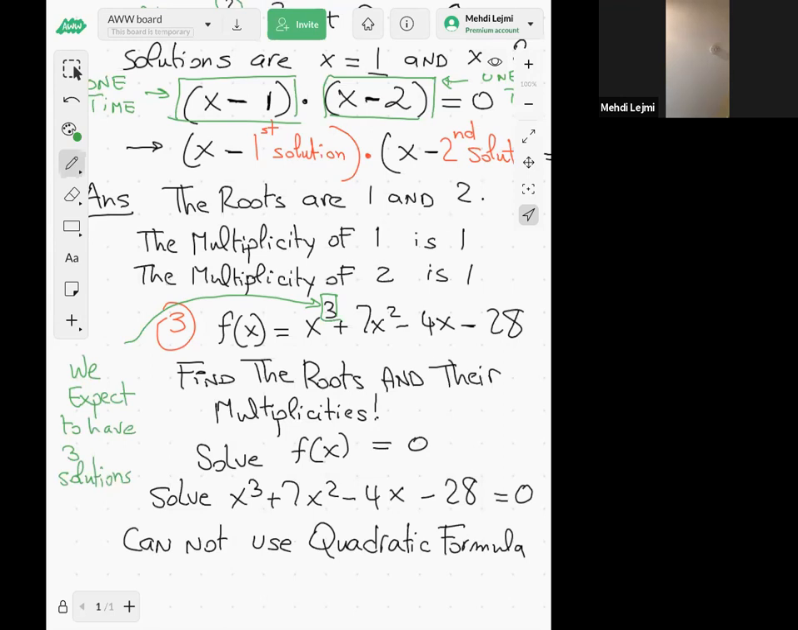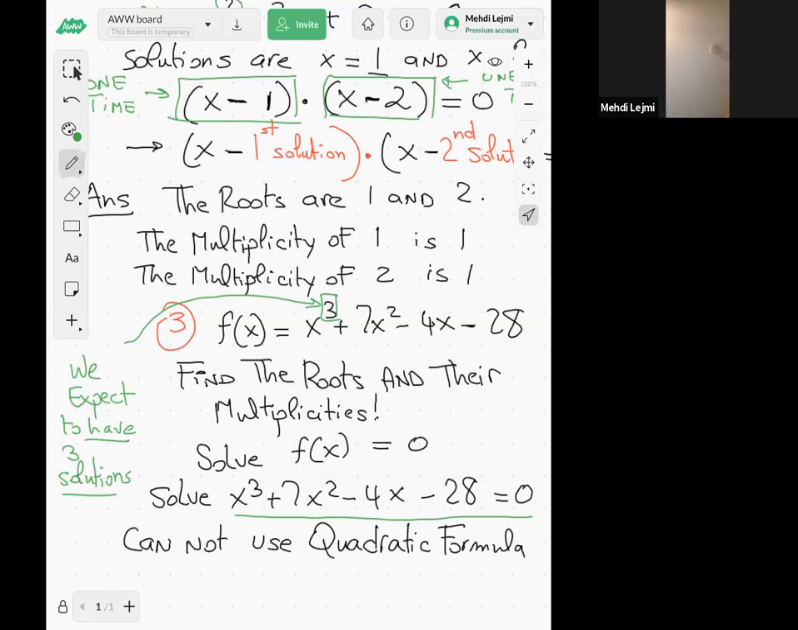Okay, so if the degree is 4, if the highest power of x is 4, then you expect 4 solutions, etc. Anyway, so we expect to have 3 solutions. So we have to solve this x cubed, etc. equal to 0, and we said we cannot use the quadratic formula. So if we cannot use the quadratic formula, how do we solve this x cubed plus etc.?